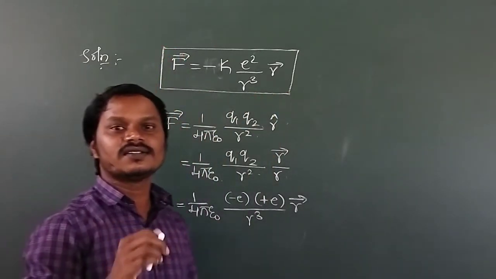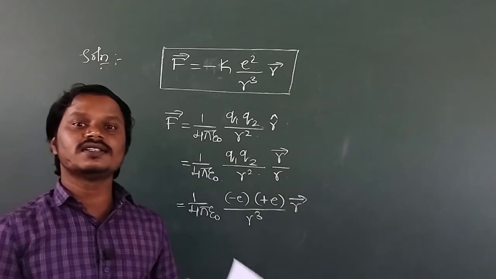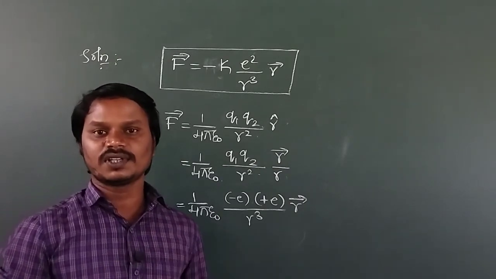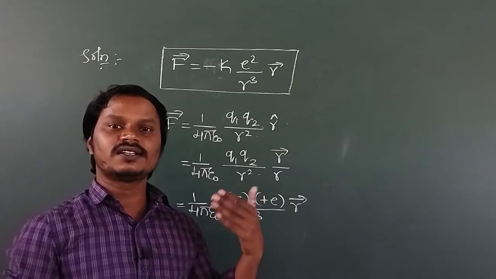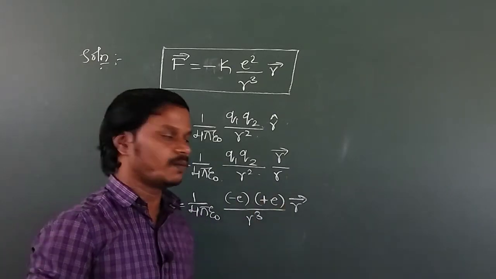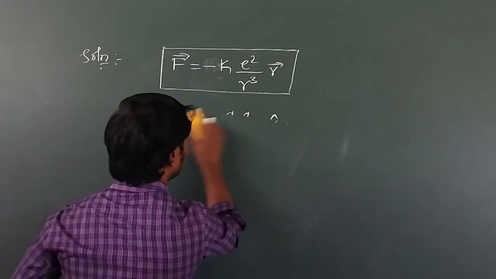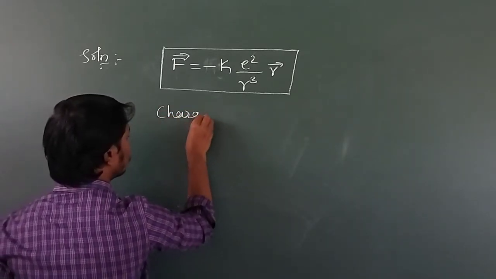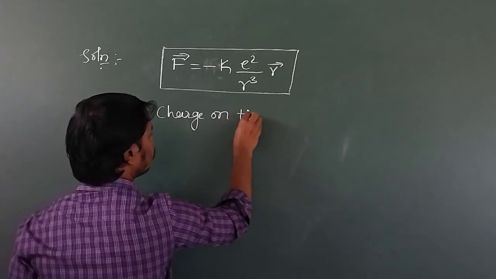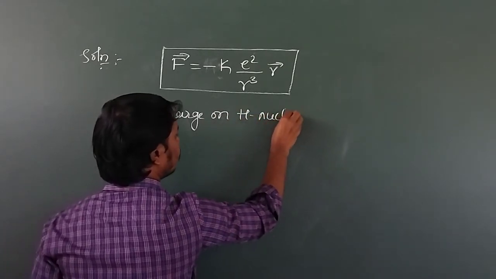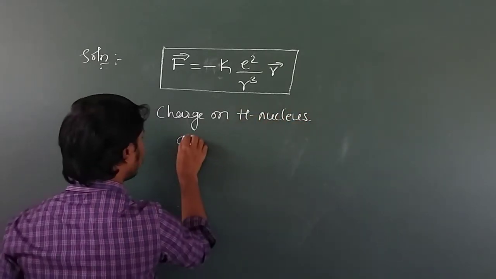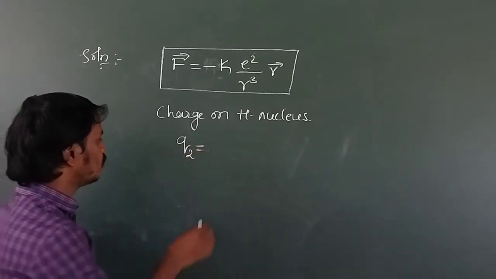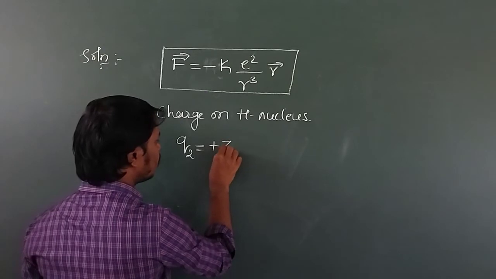So what is the charge on the hydrogen nucleus? That is plus Ze. Then how many protons are present in the hydrogen nucleus? There is only one proton. That is why the charge on the hydrogen nucleus is plus e. See here, the charge on the hydrogen nucleus can be written as q2. I will write that as q2. Then q2 is equal to plus Ze.